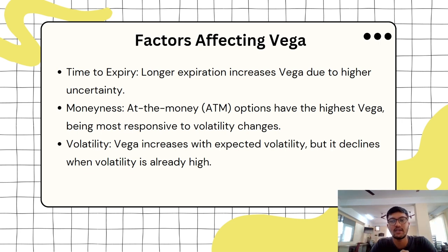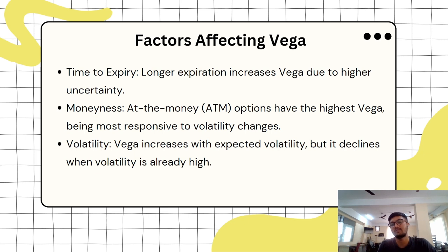Moneyness: at the money options have the highest Vega, being most responsive to volatility changes. At the money options also have the highest gamma. What we learned before this: delta, gamma, theta. At the money options have the most theta, the most gamma, and the most Vega. As volatility increases, the at the money contracts' premiums will shoot up. As volatility decreases, the at the money options will go down.